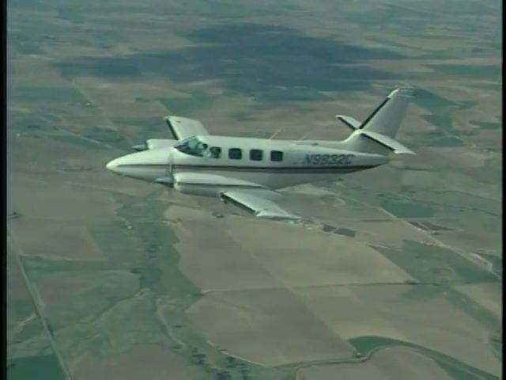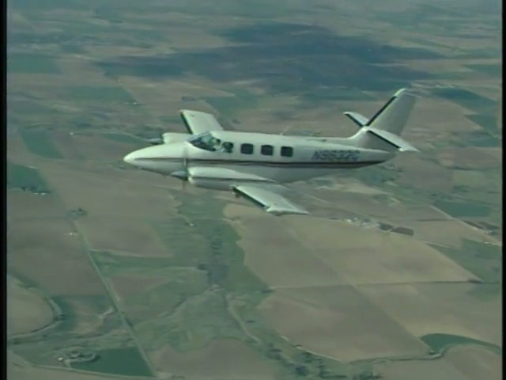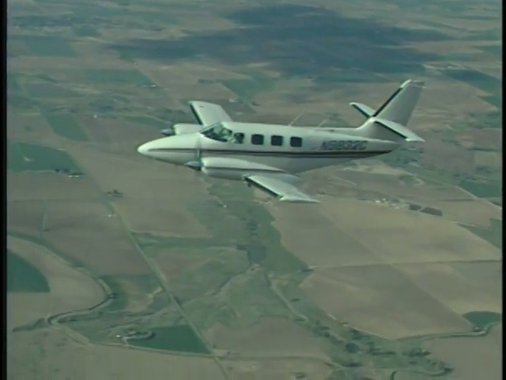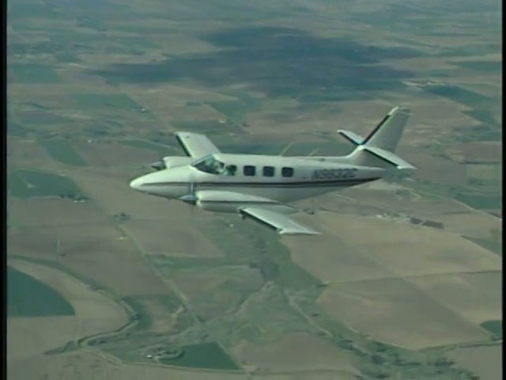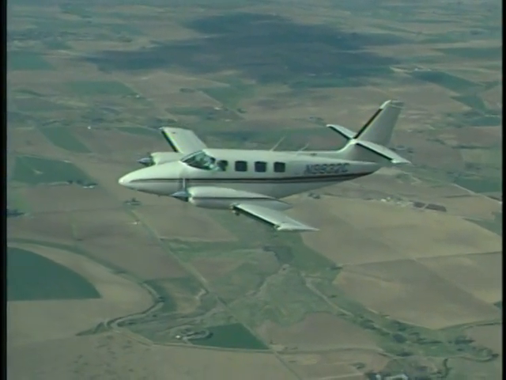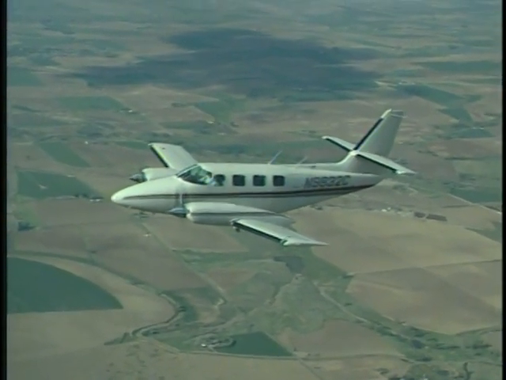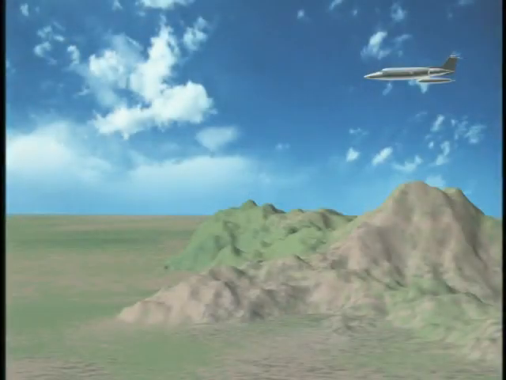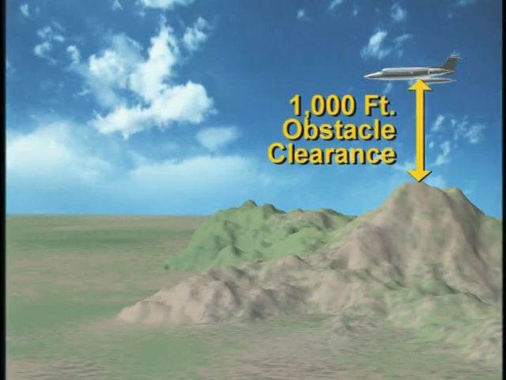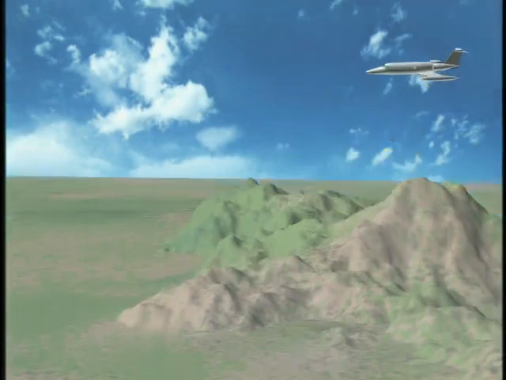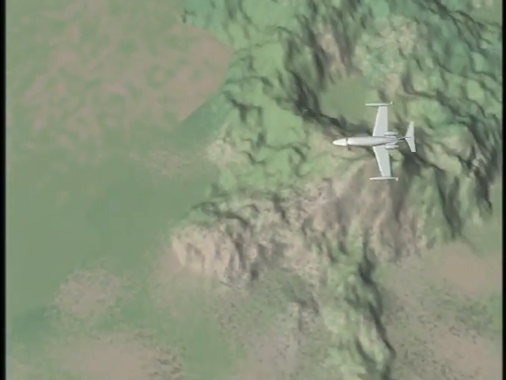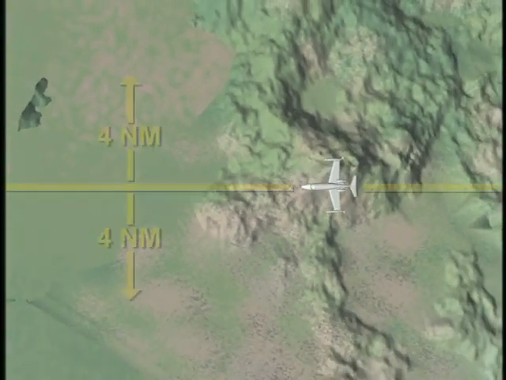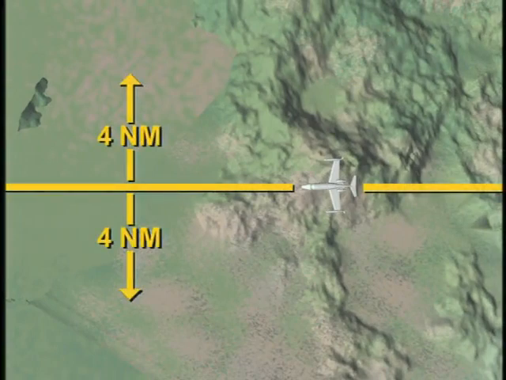Various approach transitions are also depicted on the chart to assist you during the transition from the en route structure to the initial approach fix, or IAF, especially when the IAF is not part of the en route structure. Approach transitions are flyable routes that provide a minimum of 1,000 feet of obstacle clearance. This obstacle clearance extends 4 nautical miles on either side of the charted course.